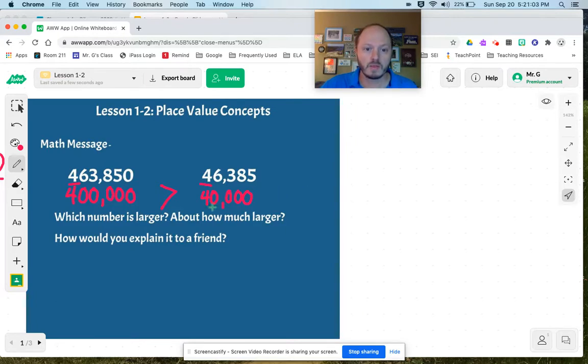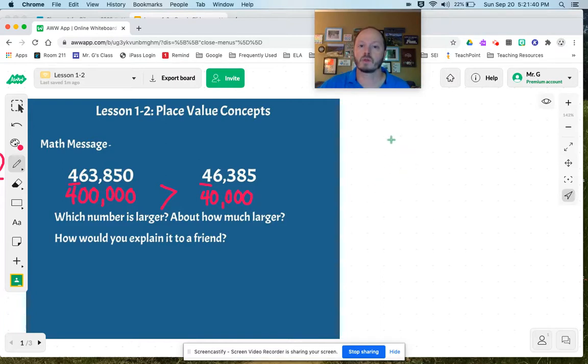But this number, 40,000, and this number, 400,000, we can compare with multiplication. And how much bigger is it by multiplication? Well, it is 10 times bigger. That's right. So we have the 4 in the 10,000s place and the 4 in the 100,000s place. And that is 10 times bigger than that. All right.